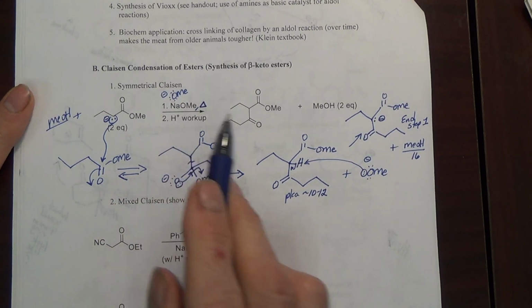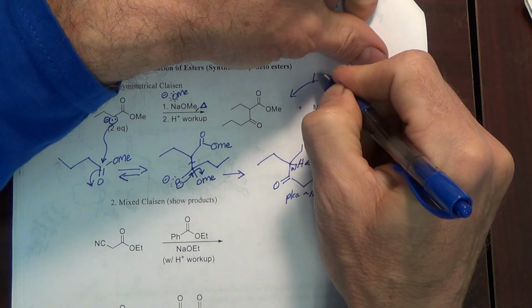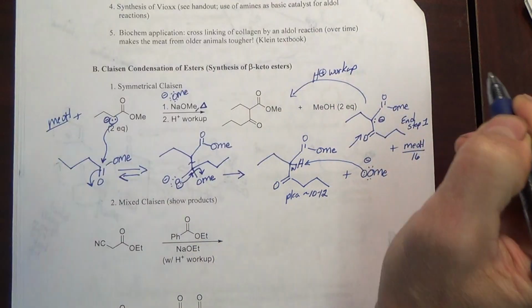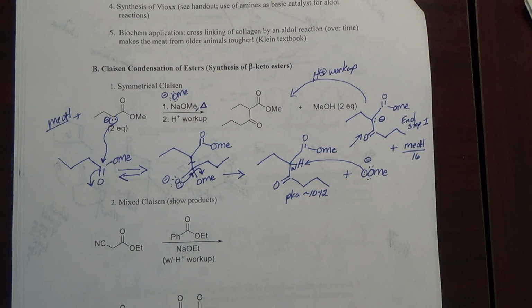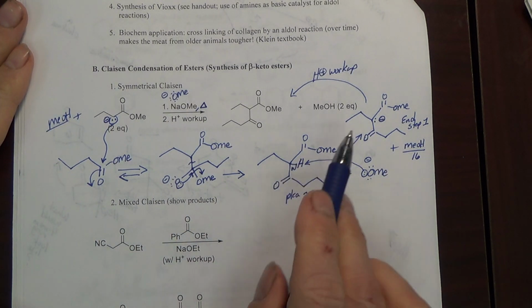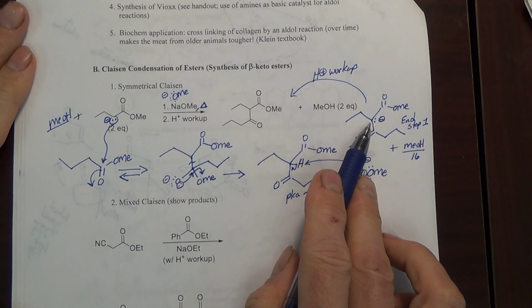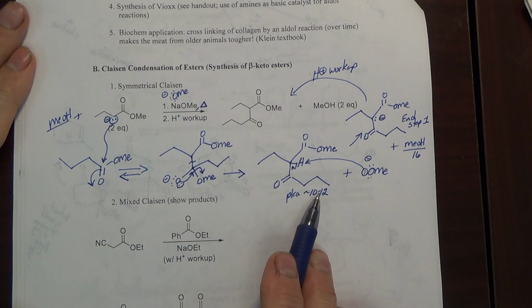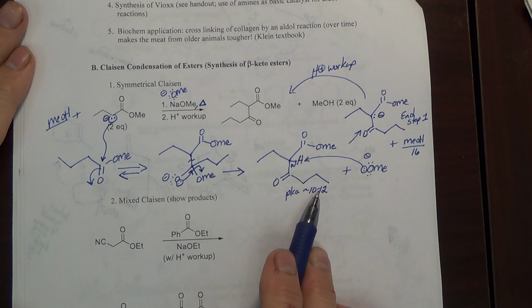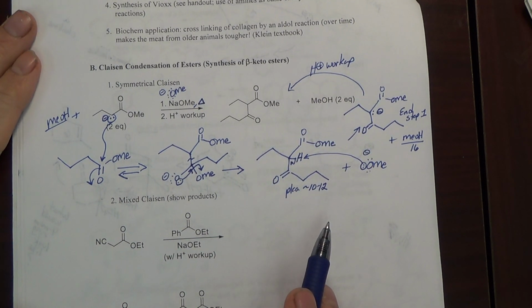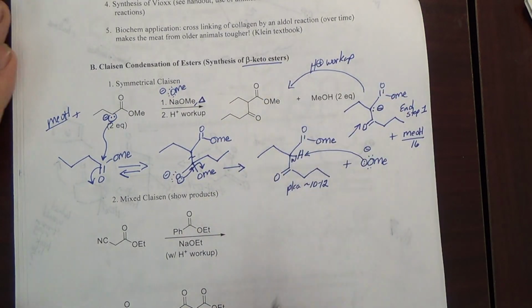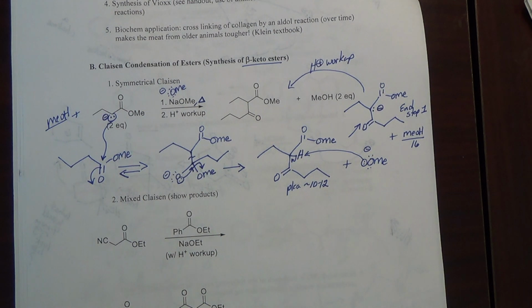We have to have an H plus workup. An H plus workup, we throw in some hydrochloric or sulfuric acid, etc., whatever your favorite acid is. It's got to be more acidic than water. Water's not going to protonate this because the pKa of this is below 16. It needs to be acidic. Then we can get our final product, a beta-keto ester. This is called a Claisen condensation.